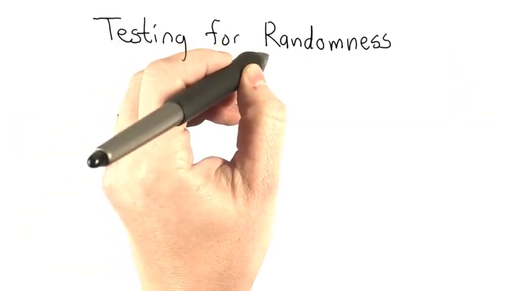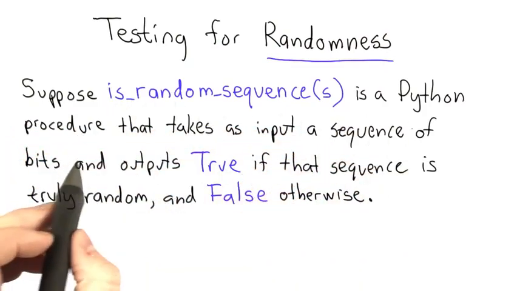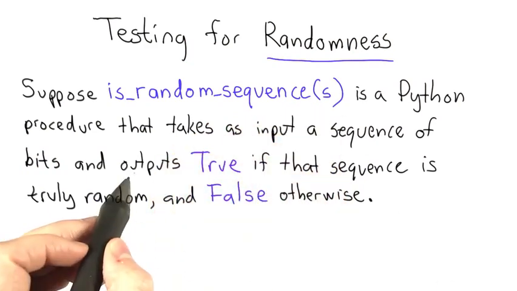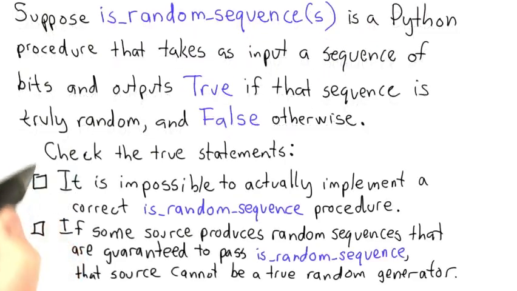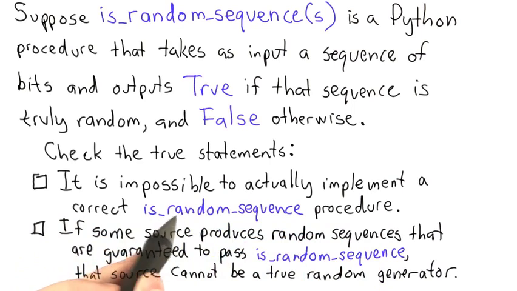This question is about testing for randomness. So suppose isRandomSequence is a Python procedure that takes as input a sequence of bits, the input S, and it outputs true if that sequence is truly random and false otherwise. So the two statements are, it's actually impossible to implement a procedure that does this.